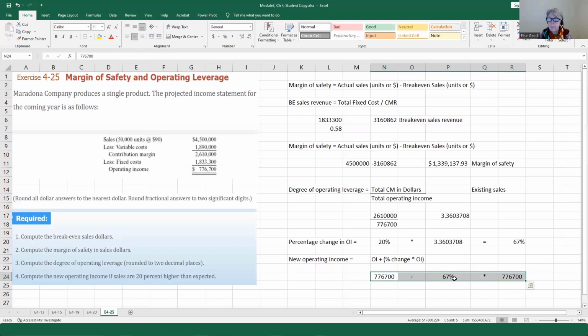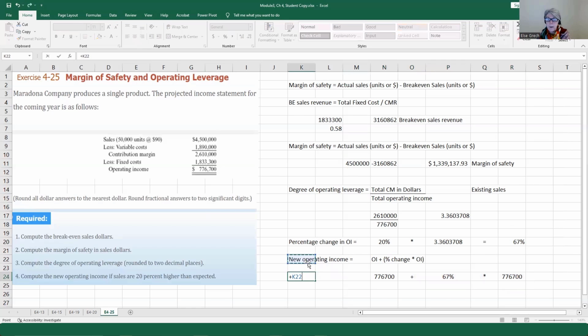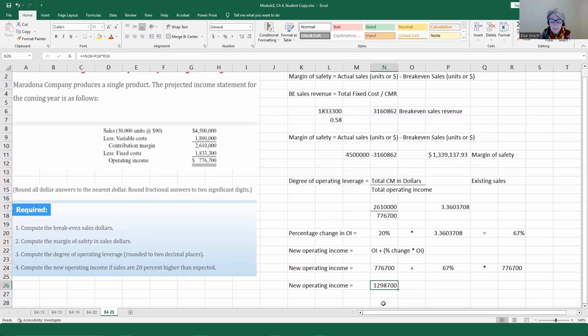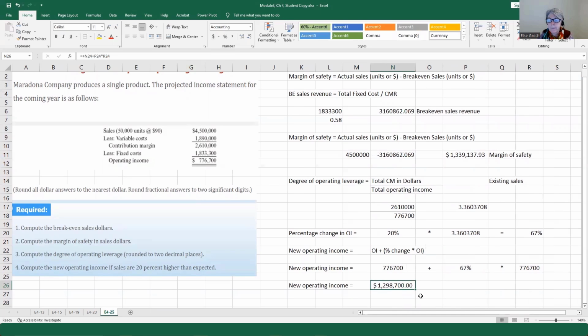Just going to center all these things. Okay, so the new operating income is equal to the old operating income plus the old operating income multiplied by the percentage change that we just calculated. So what is the new operating income going to equal? We can just do this calculation. This plus this multiplied by that. The new operating income is going to be 1,297,700. And I'm just going to put this in dollars. That's what it's going to be.